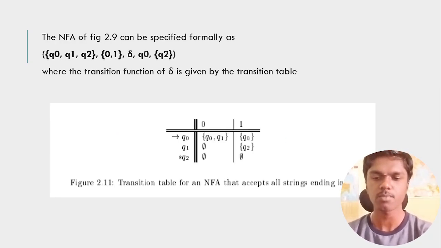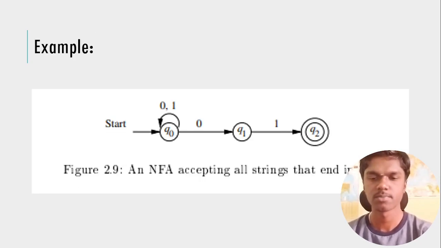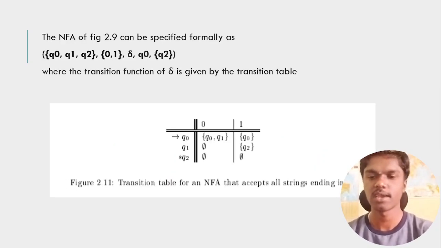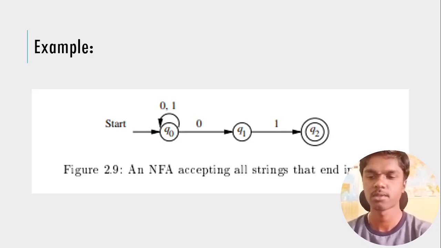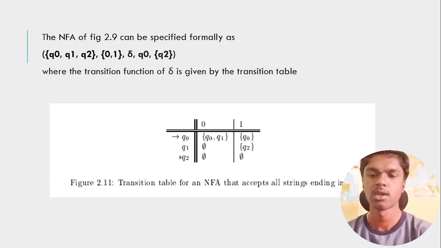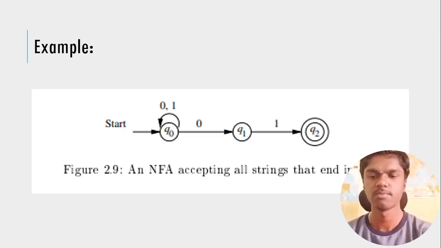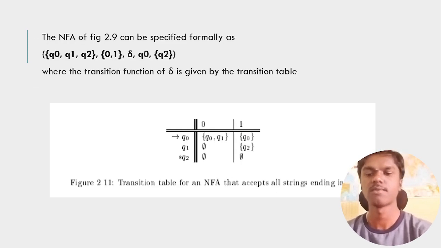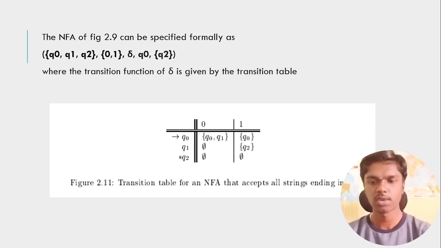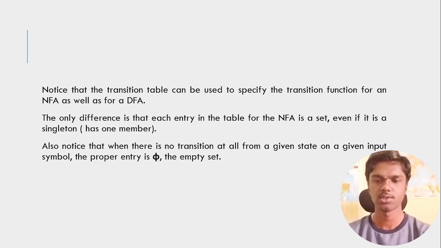Then we have q1. δ(q1, 0) is φ, because from q1, 0 is not going to any state or itself. Then δ(q1, 1) points to q2. Then we have q2, which is the final state, which does not have 0 as well as 1, so the values will be φ. This is the transition table for an NFA that accepts all strings ending in 01.